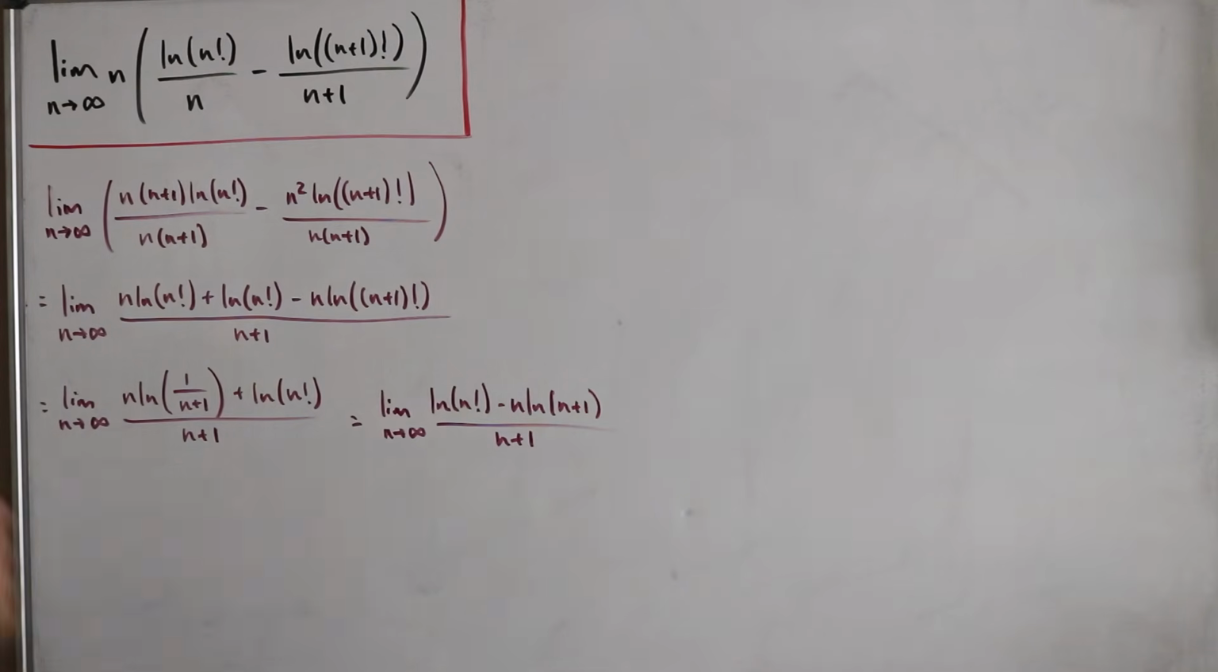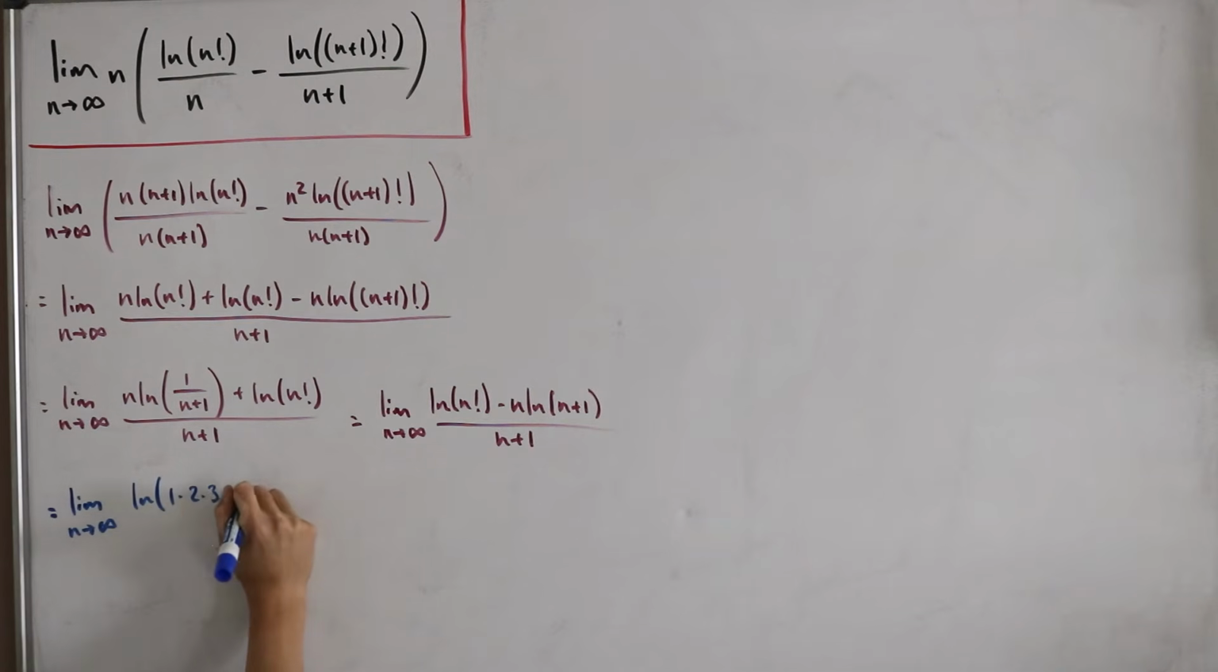Now going on to our next step, what we're going to do here is expand our n factorial by definition, just so you can see the picture of what we're going to do next. So the natural log of n factorial is of course 1 times 2 times 3 all the way up to n. So the limit as n approaches infinity of the natural log of 1 times 2 times 3 all the way up to n, and then minus n times the natural log of (n plus 1), and all this being divided by n plus 1.